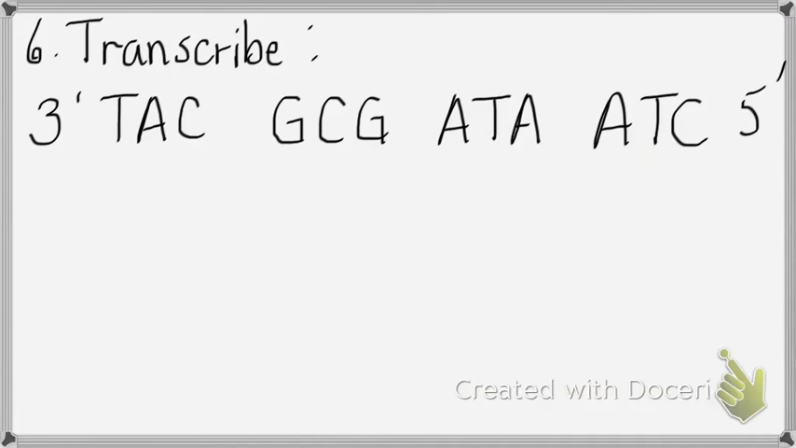Don't make DNA, because you know I'm going to give you that choice. It's a multiple choice question, so I'm going to take this and make DNA from it just to see if I could mess you up. Don't make DNA. If I tell you to transcribe, you need to make RNA. So go ahead and get me started, class. This is 3 prime, so this would be 5 prime.